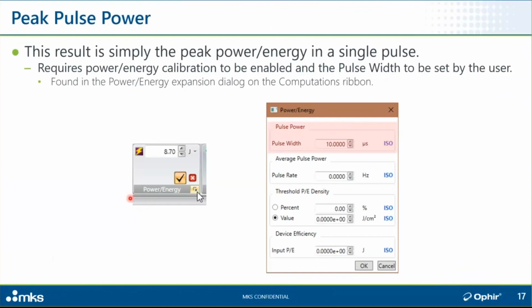In a ribbon style interface, anytime that you have this little icon down in the corner of a panel on a ribbon, that enables an expansion dialog. And on the power energy panel, there is a dialog tucked away. These features aren't used all that often, but we will go over each of them today. And we need to enter the pulse width in microseconds into this field for this result to function.